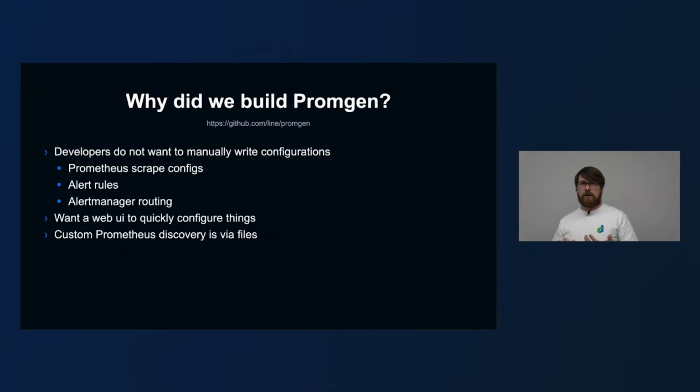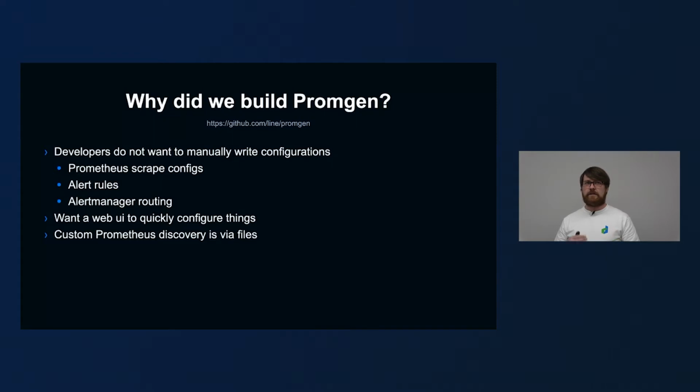So why did we build Promgen? First off, as developers, we don't really want to write manual configurations. It's kind of annoying. We don't really want to write a Prometheus scrape config. You don't really want to manually write a bunch of these rules. And we don't really want to write routing rules for all of our methods. As a developer, we really want a web UI so that it makes it very easy to configure our notifications and targets. So Prometheus itself has a lot of discovery methods built in, so a lot of ways to find its targets.